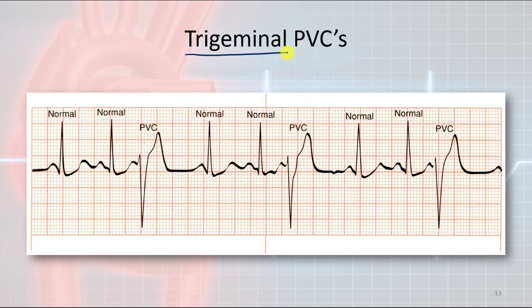Let's talk about trigeminal PVCs. Trigeminal PVCs means you have a normal beat or sinus beat, another sinus beat, and then a PVC. Sinus, sinus, PVC. It could be any beat; it doesn't have to be a sinus, but I'm just showing you. You have two normal beats and a PVC, two normal beats and a PVC, two normal beats and a PVC. That tells me that every third complex is a PVC. That tells me that this person has a normal sinus rhythm with trigeminal PVCs.